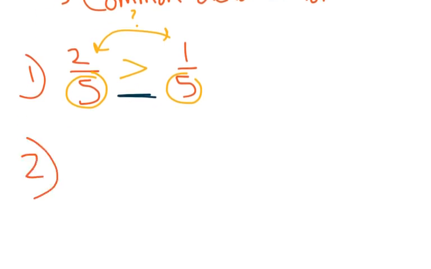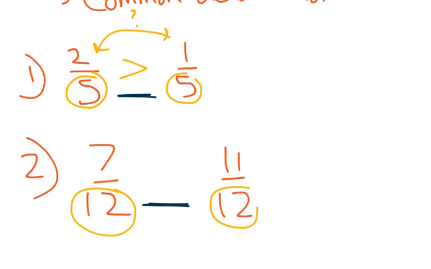Let's try another example. Let's go with 7/12 and compare that to 11/12. Again, what we want to do is focus in on the denominators. If they're the same, we then compare the numerators. Later, we'll talk about what to do if the denominators are different. And so here, 11 is greater than 7, so we'll have the open edge pointing towards the 11.